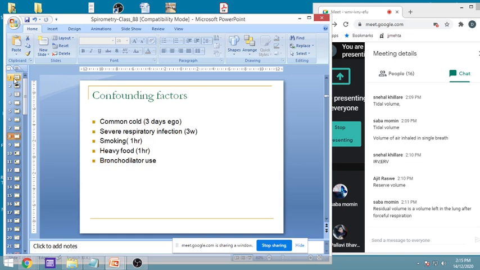In other conditions, when a common cold was there 3 days ago, it should not be used. Severe respiratory infection in the last 3 weeks, it should not be used. If somebody has smoked in the last 1 hour, it should not be used. If somebody has taken heavy food, it should not be used. And if somebody is on bronchodilator use, it should not be used.